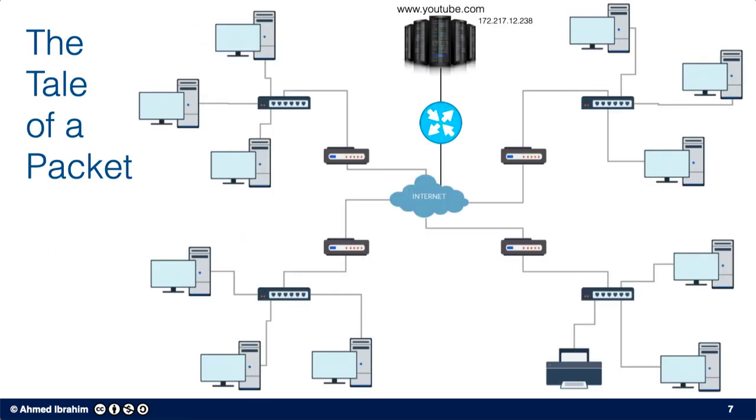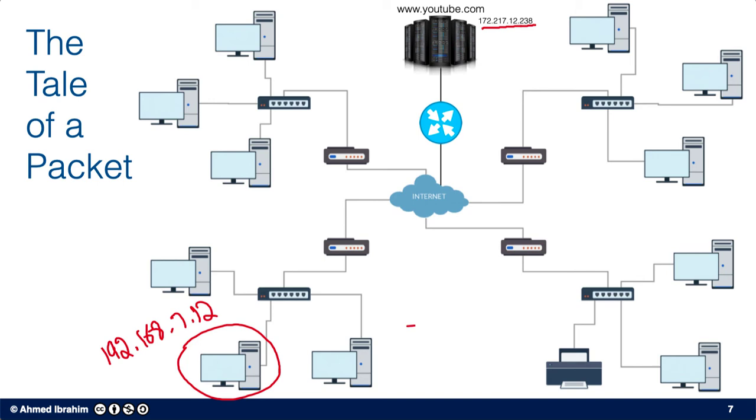That's the tail of a packet. Let's imagine that this computer here has the IP address 192.168.7.12, and it needs to connect to YouTube, which has the address of 172.217.12.238. How does that happen?